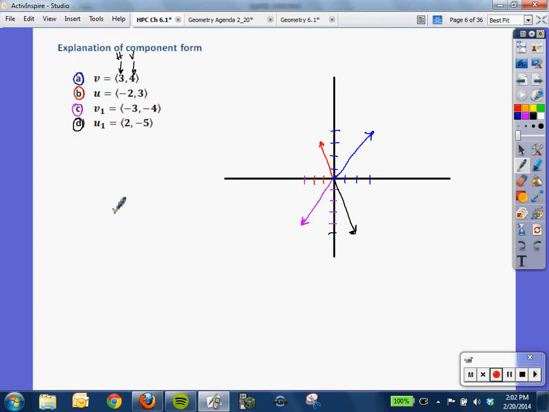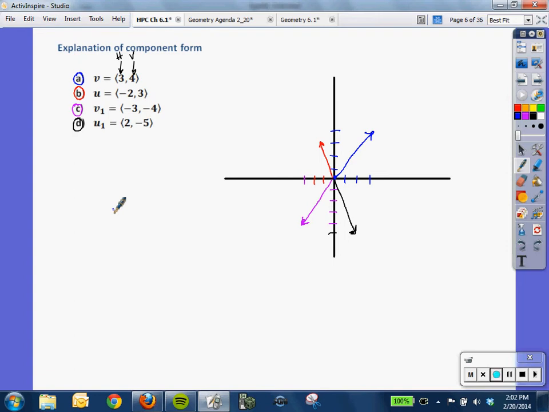Here we have these different vectors with different component forms, and I actually have all the vectors drawn for us already. Due to time, I'm just going to explain them once again. So here we have <3, 4>. The 3 corresponds to the horizontal component, the 4 corresponds to the vertical component. So your initial point is at 0, 0, and you go out horizontally 3, and you go up vertically 4.